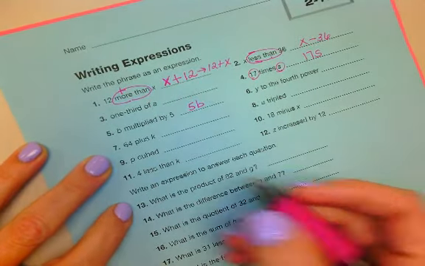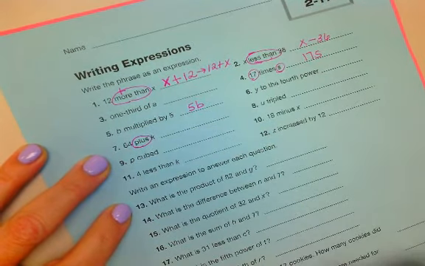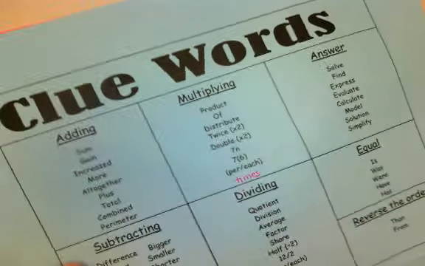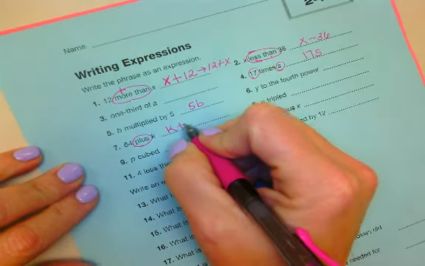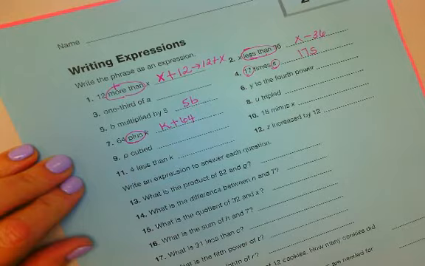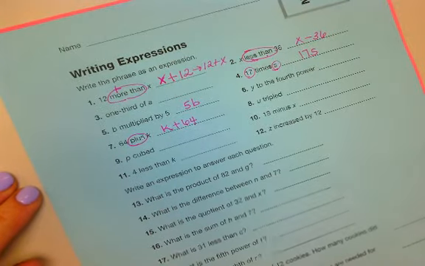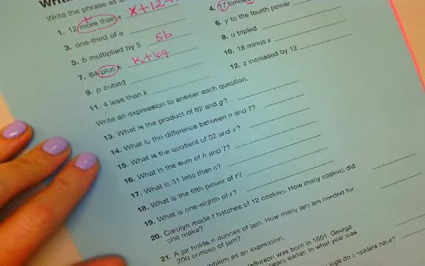How about number 7? It says 64 plus k. Well, let's put our variable first, and let's see what plus means. Well, there's plus right there, so that means we're going to be adding. So k plus 64. You can just go through and keep doing each one. They're pretty simple. Let's go down here.